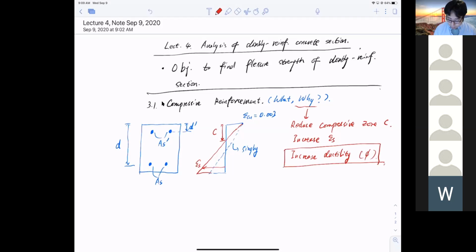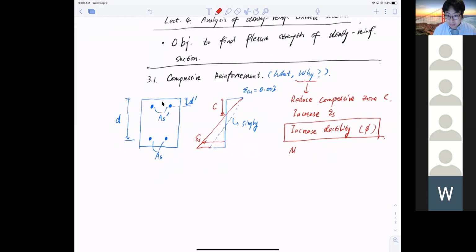Hence, we induce an increment in the moment resistance. So moment resistance also increases, but not much, a slight increase. The reason why we need compressive reinforcement is to enhance the ductility of the beam. That's the purpose: to increase the ductility of the beam.